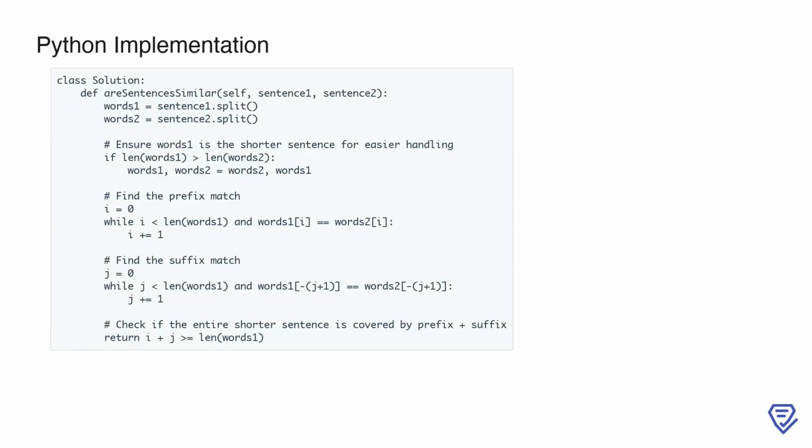This approach efficiently handles edge cases, such as one sentence being completely contained in the other. The time complexity is O(n), where n is the length of the longer sentence, as we only traverse the sentences once for prefix and suffix matching.